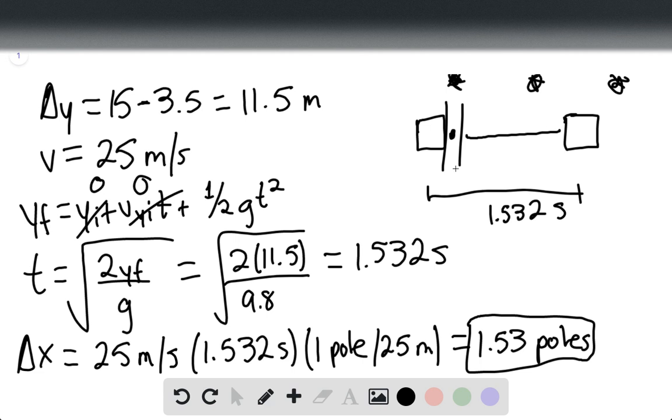Again, from the top of the truck to the bridge, it takes James Bond 1.532 seconds to fall. So again, that answer is 1.53 poles. That is the final answer. That is the end of the solution.